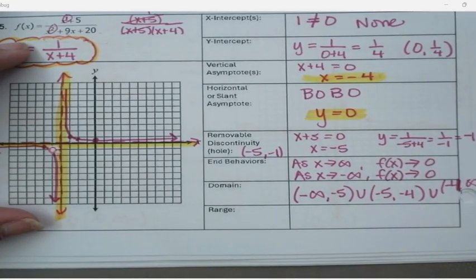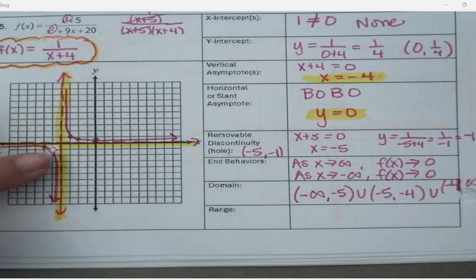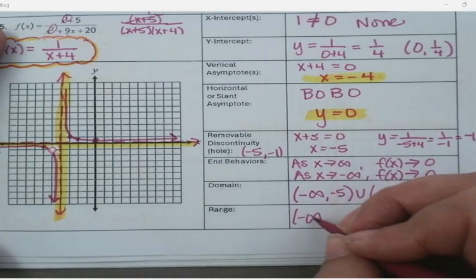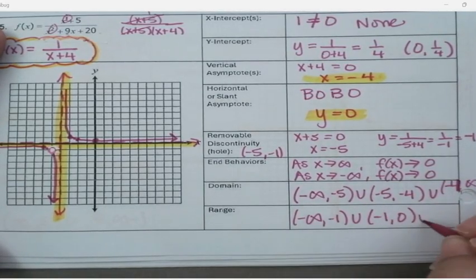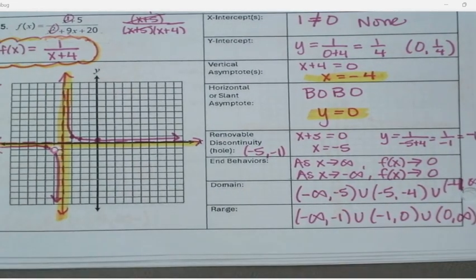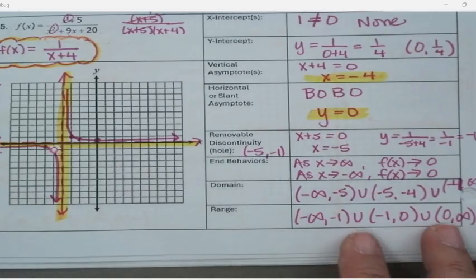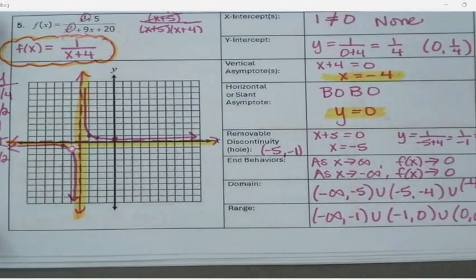Okay, how about my range? For my y values, everything but where? Negative 1, because that's where my hole is, and 0, because that's where my asymptote is. So I have to go negative infinity to negative 1. Between negative 1 and 0 is fine. And then 0 all the way to positive infinity.